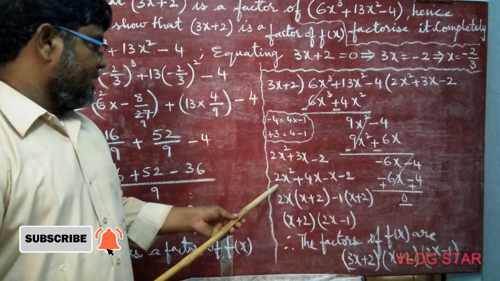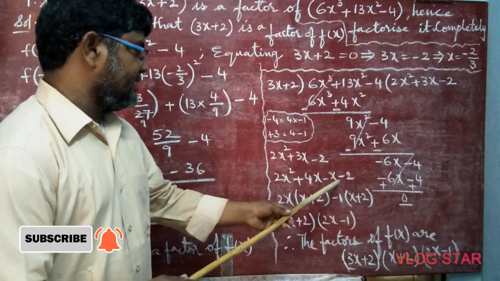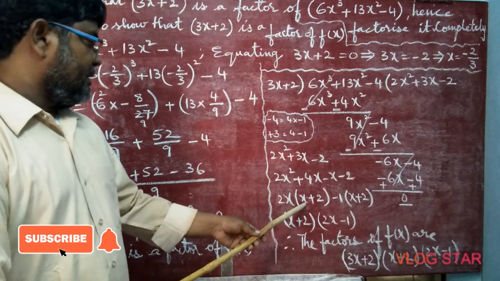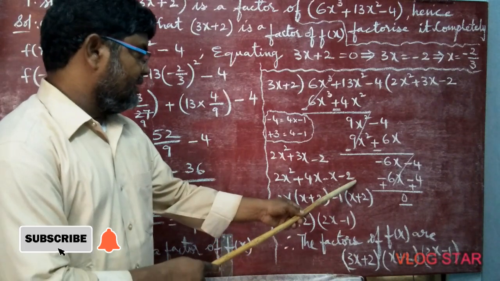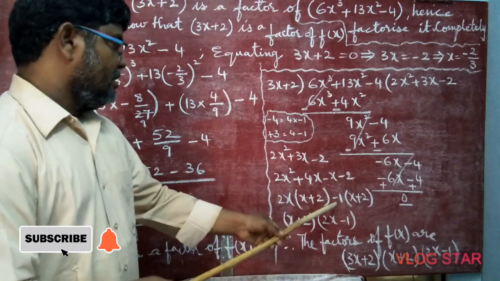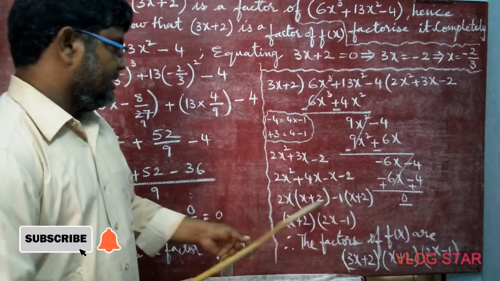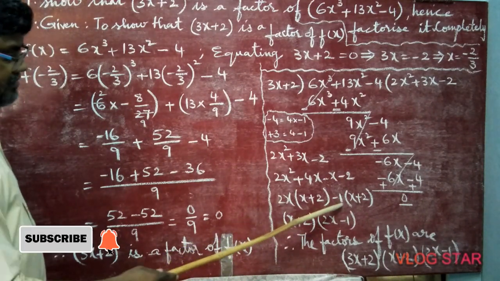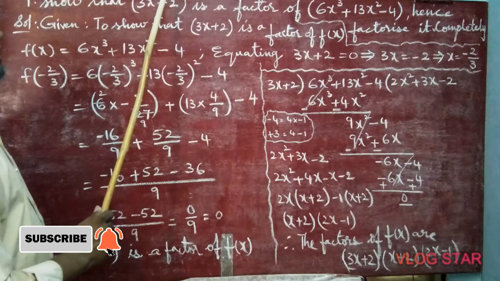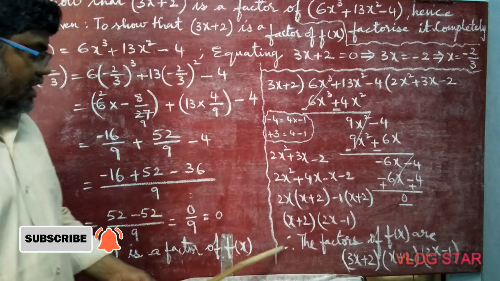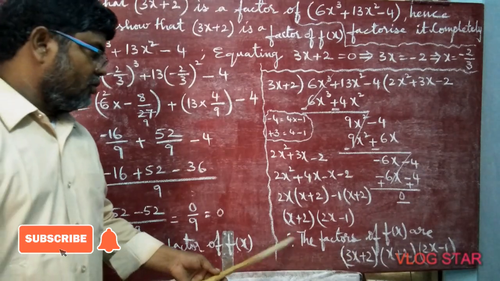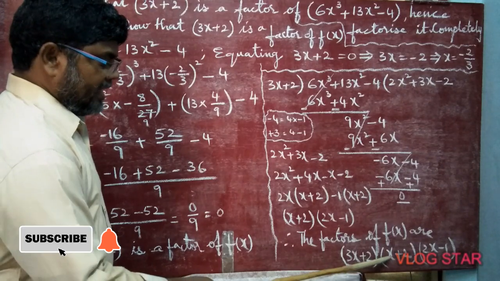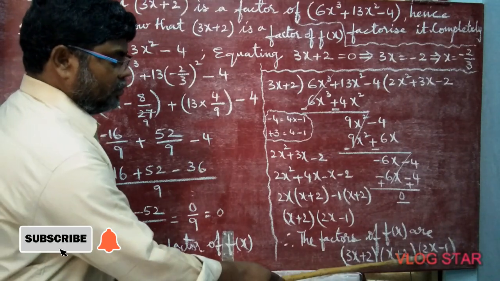Now substitute: 2x square plus 4x minus x minus 2. From the first two terms you take 2x common, the remaining is x plus 2. In the next two terms, minus 1 is common, x plus 2. Here x plus 2 is common in both, so we write it one time, and 2x minus 1 in one more bracket. Already one factor we got, and here two more factors we got. Therefore the factors of f of x are 3x plus 2 into x plus 2 into 2x minus 1.